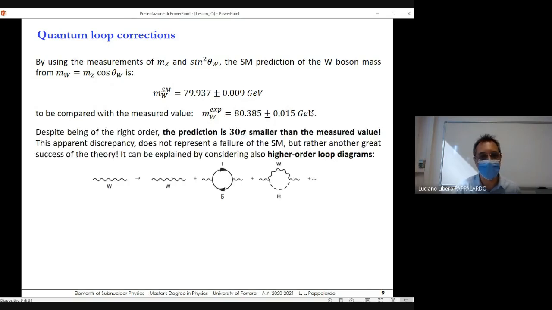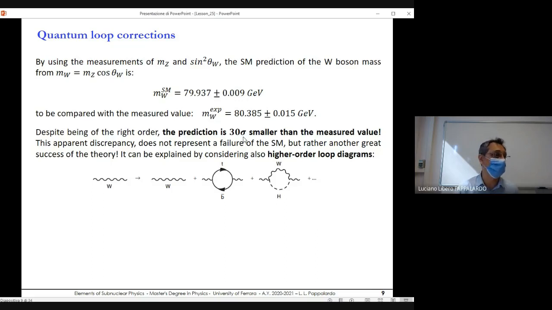In fact, when you now consider them also taking into account uncertainty, there is a strong tension between these two, of the order of 30 sigma. So the values are close, but the uncertainties are very small. So the tension is very significant, 30 sigma. So now the question is: is this a failure of the standard model? No, of course, as you can imagine.